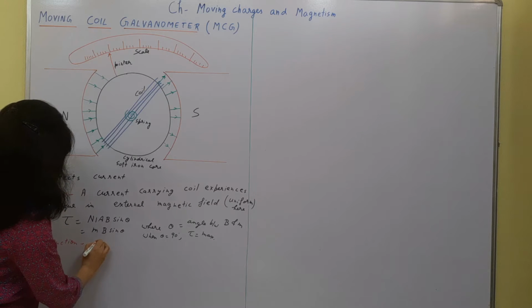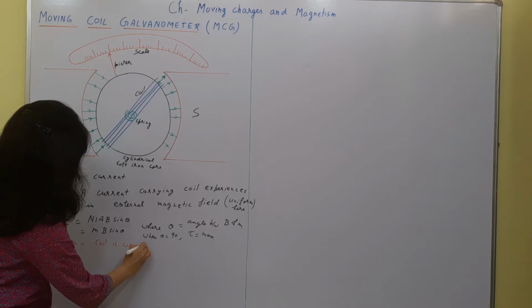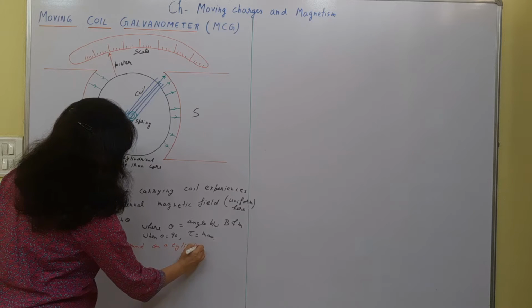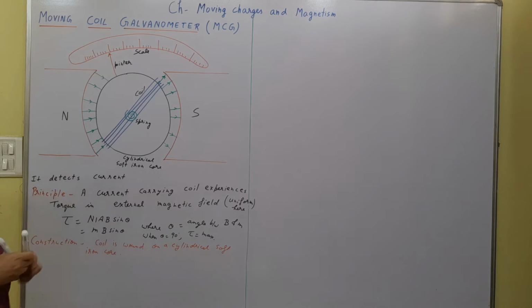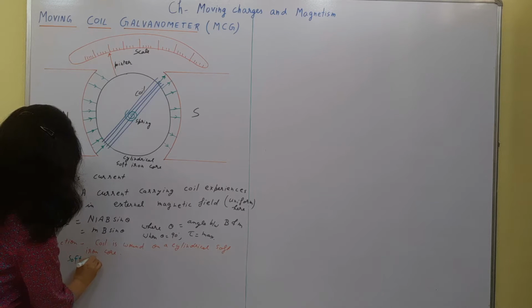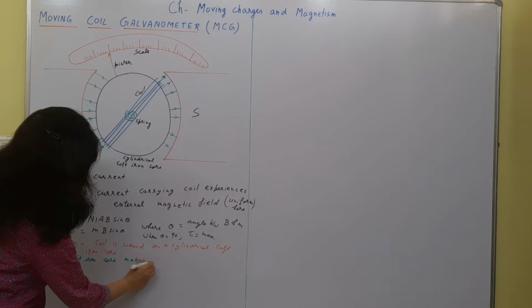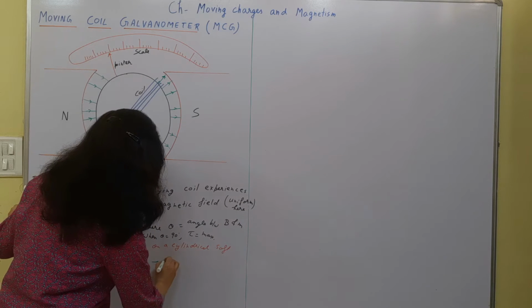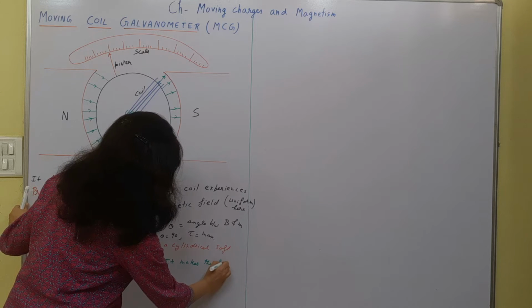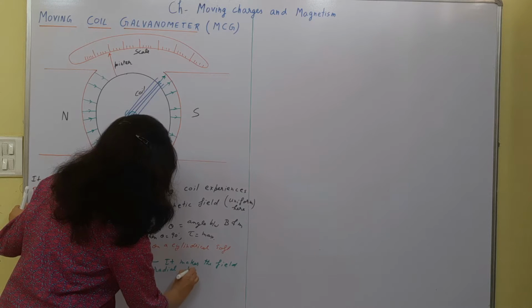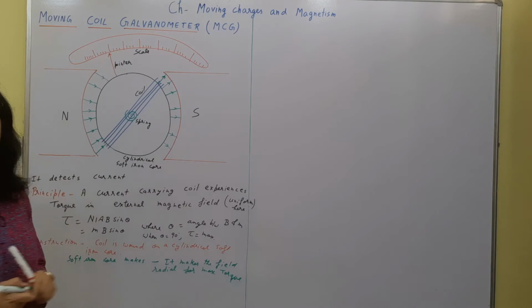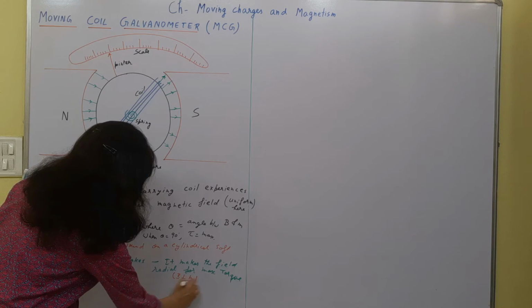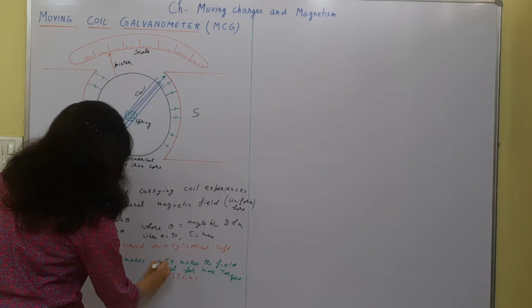So one thing is cylindrical soft iron core. Now what does it do? Soft iron core has two functions, okay? One is it makes the field radial for maximum torque, and torque will be maximum when B is perpendicular to the magnetic moment, right?